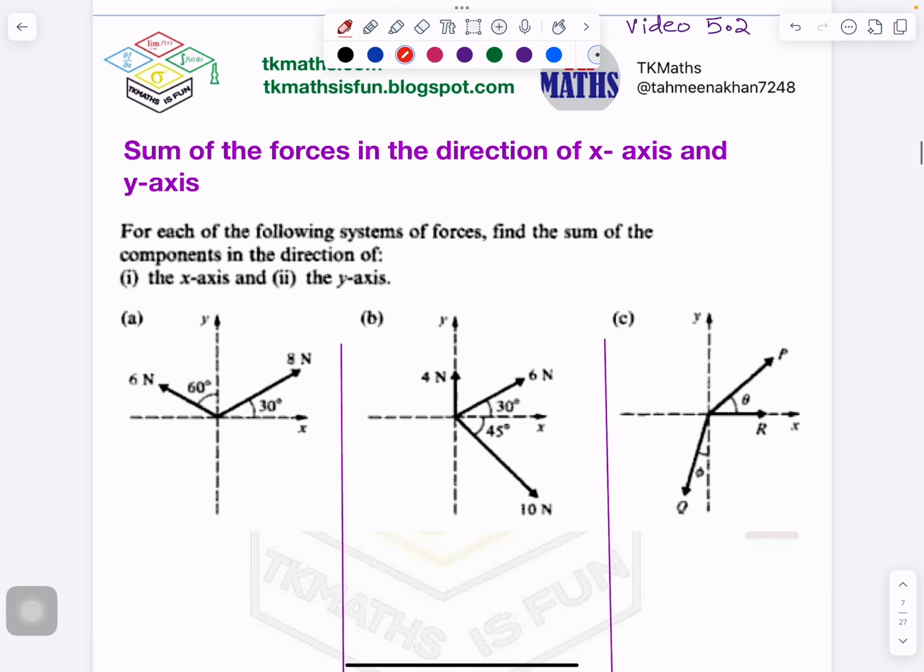So let's see here the question. 3 questions we will solve here. For each of the following system of forces, find the sum of the components in the direction of x-axis and y-axis. So right now we just have to find the sum. We don't have to find the resultant force, right? Remember, read the question carefully.